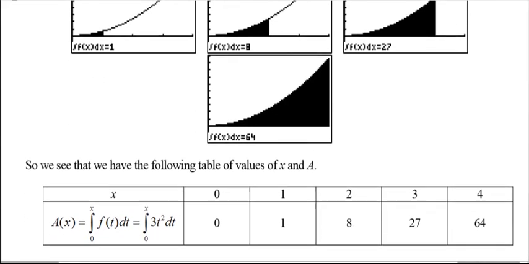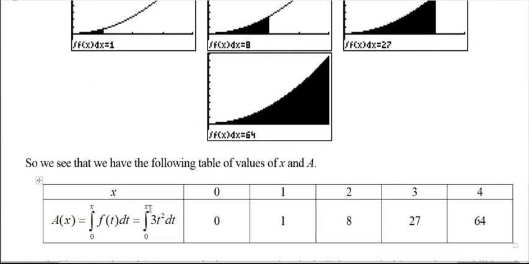And then we also did this for 4 here as well, and got 64. And so these are a table of x values and a values. So as we change that upper limit x, we're changing our value of our input for this new function a, and the output of this new function is the area here.